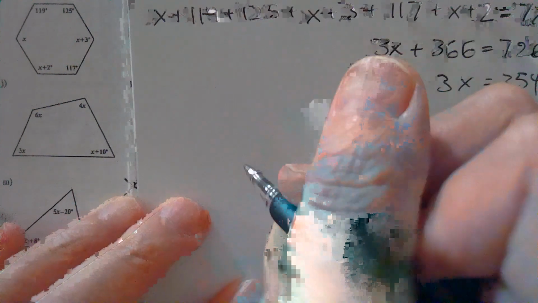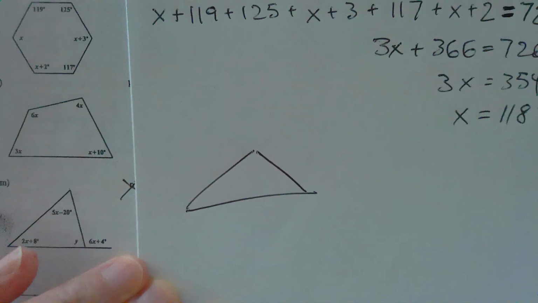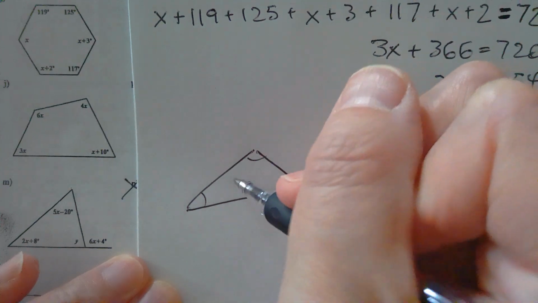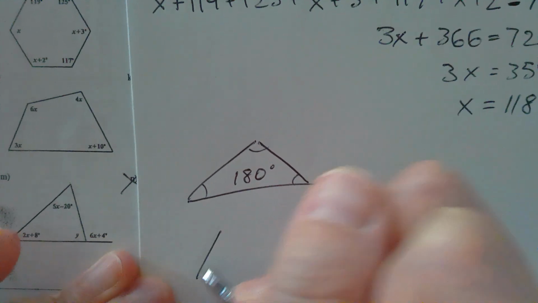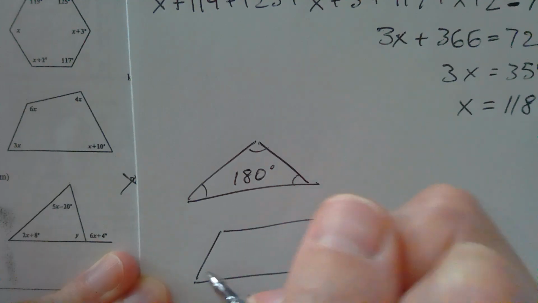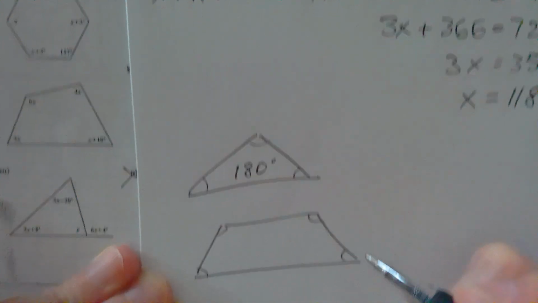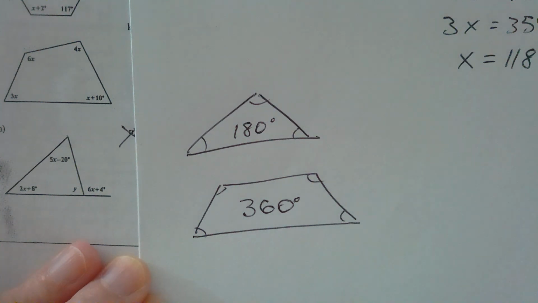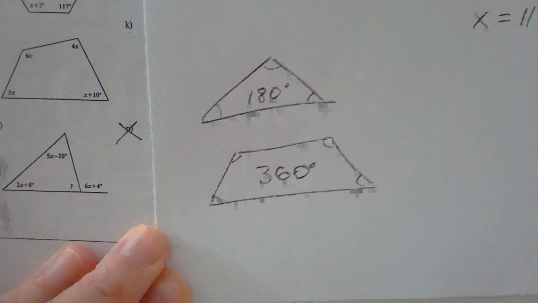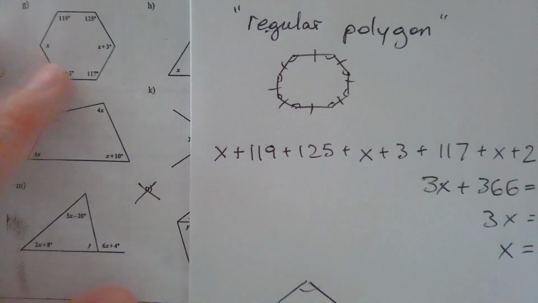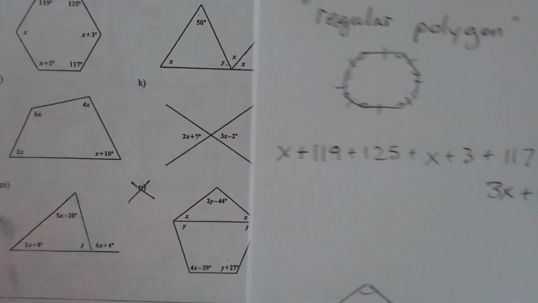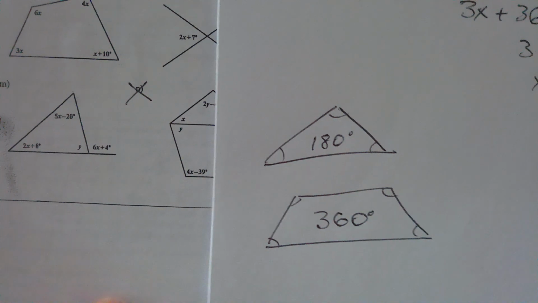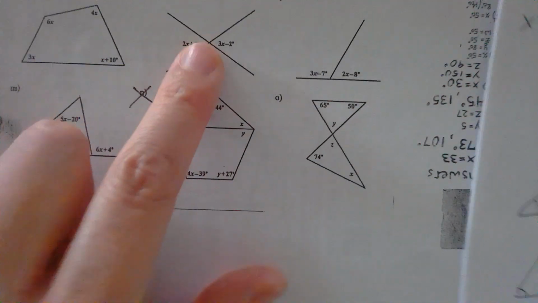So as I said, in a triangle, the angles add up to what? 180. In a quadrilateral, what do the four angles add up to? 360. These are the two that you will use mostly. So for a hexagon and a pentagon and stuff like that, you probably won't see that.